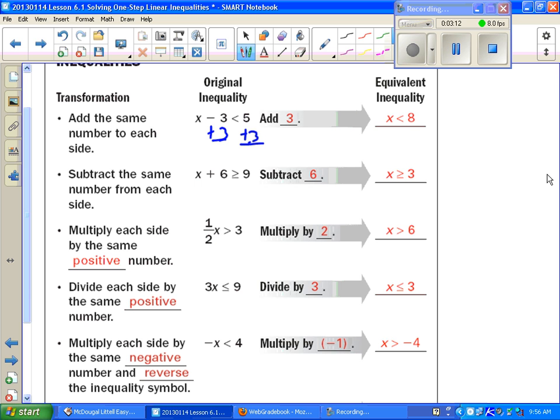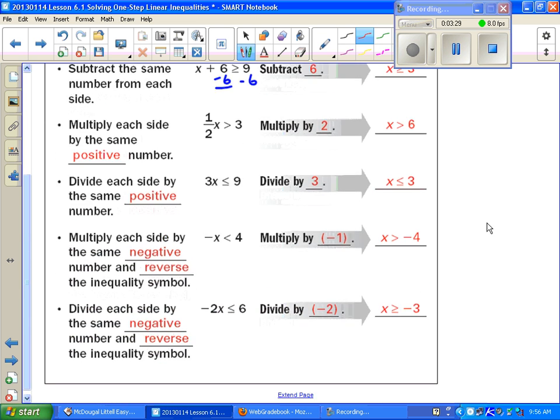For the second one, it says subtract the same number from each side. X plus 6 is greater than or equal to 9. Subtract 6 on both sides. And then 9 minus 6 is 3, so x is greater than or equal to 3. Next one says multiply each side by the same, and in that blank it'll say positive number.